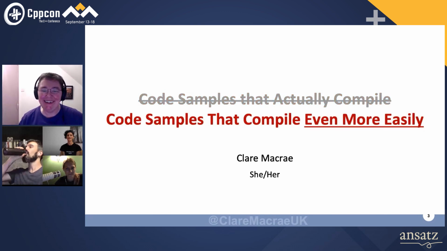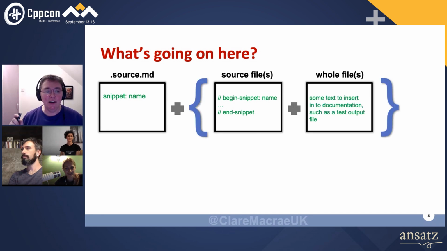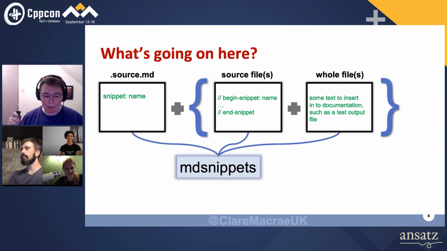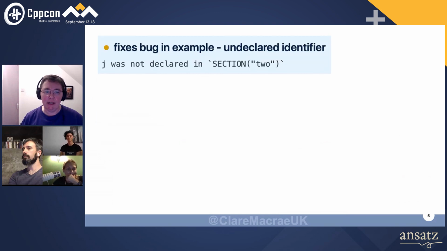Code samples that compile even more easily than in my previous Lightning talks. So some of you may have seen me talk about writing .source.md files and embedding compiled code via snippet names, via snippet comments in the source files into documentation, running it through a tool called mdsnippets, and then generating .md files. Well, I'm happy to say that thanks to a recent improvement, you no longer need to maintain this pair of matching files. So no need now for .source.md.